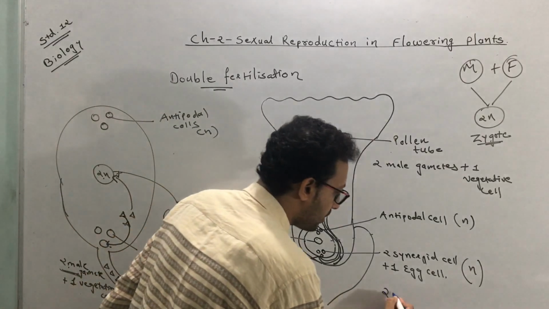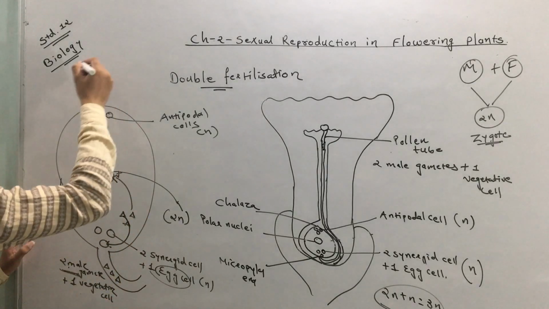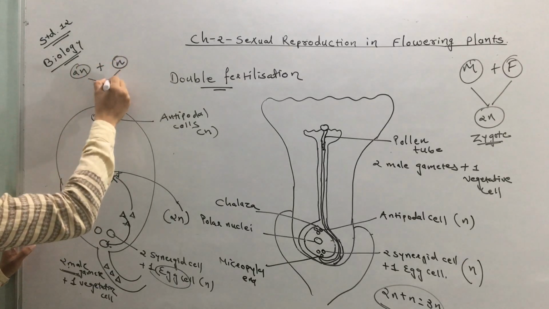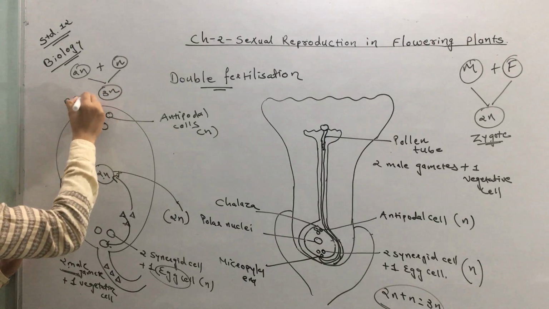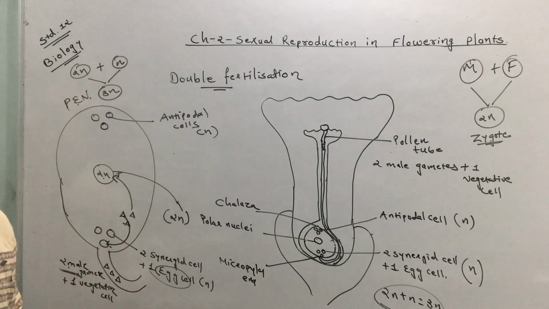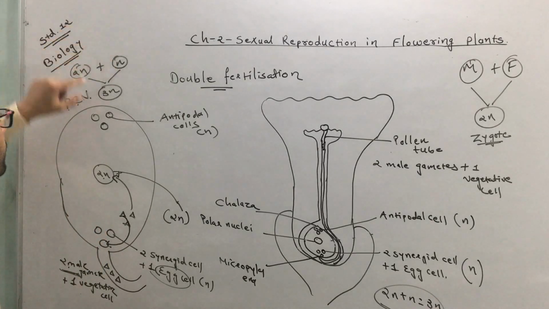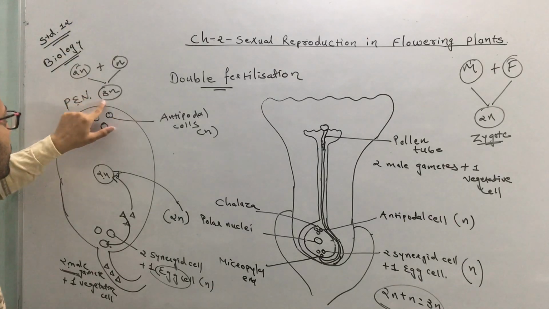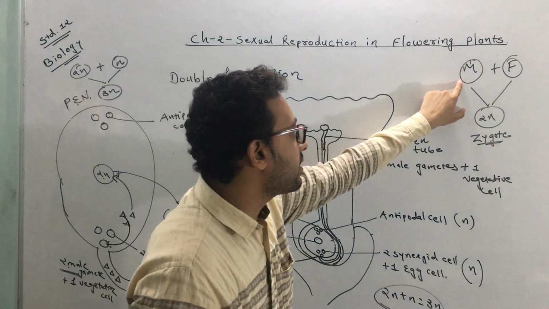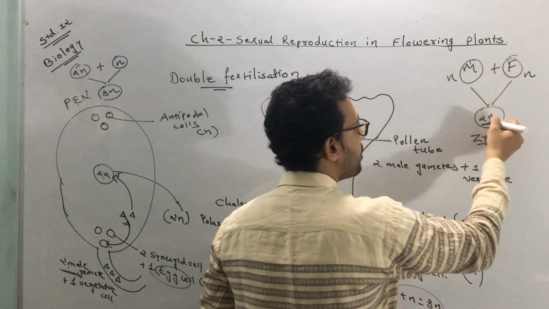2n plus n makes 3n. I just write over here: 2n is the polar nucleus, and this is the other male gamete. Both fuse together, 2n plus n, 3n. We call it PEN, the primary endosperm nucleus. Clear? 2n is the polar nucleus, n is the other male gamete; both fuse to form a 3n triploid cell, which we call the primary endosperm nucleus. And the first male gamete that fuses with the female gamete: the male gamete is haploid, the female gamete is also haploid, and it forms a diploid, n plus n, 2n zygote.